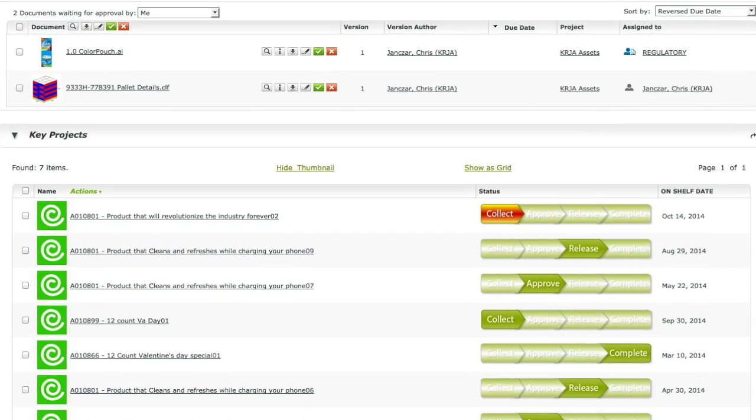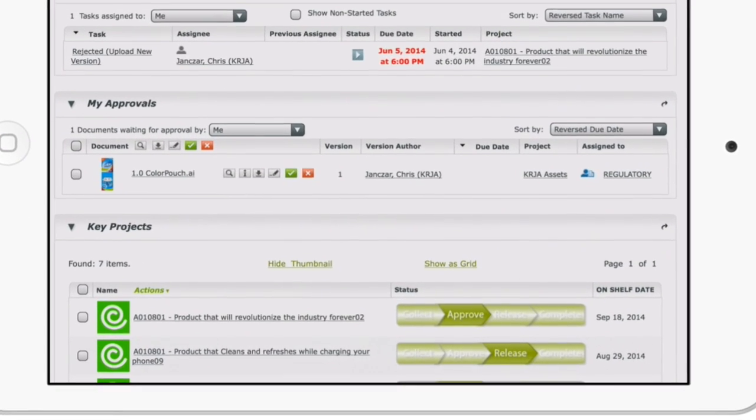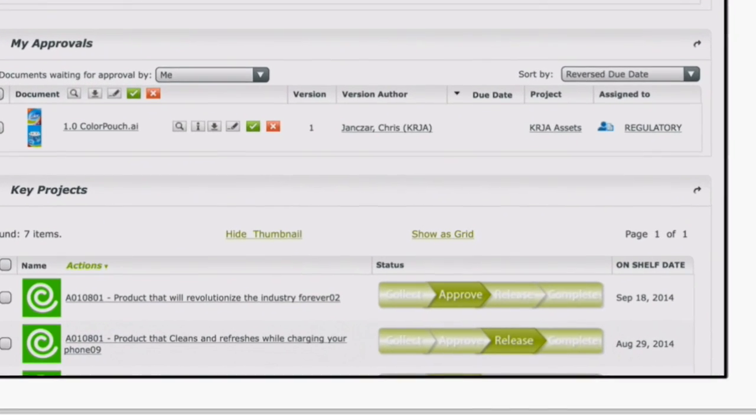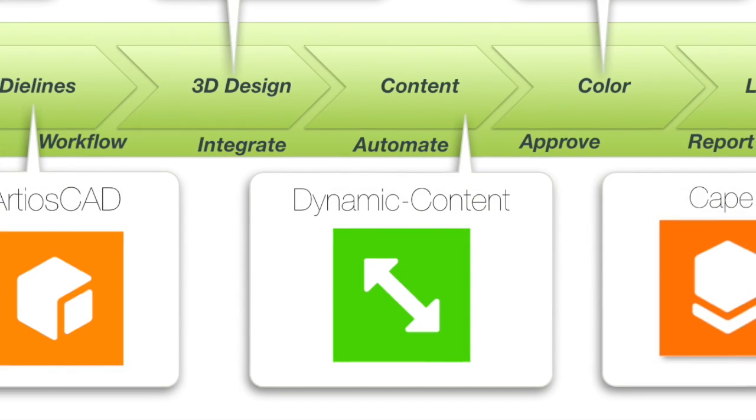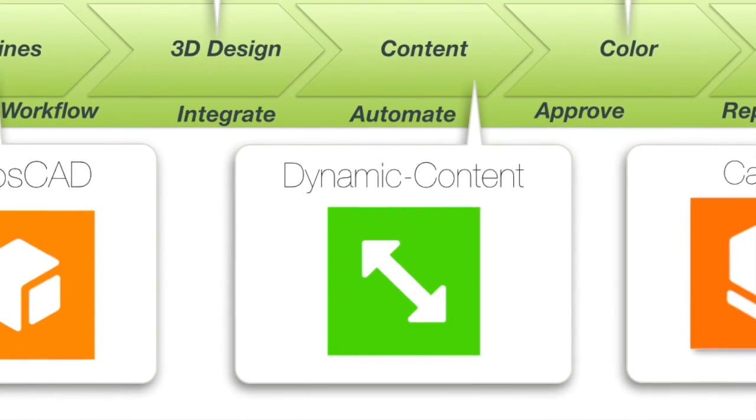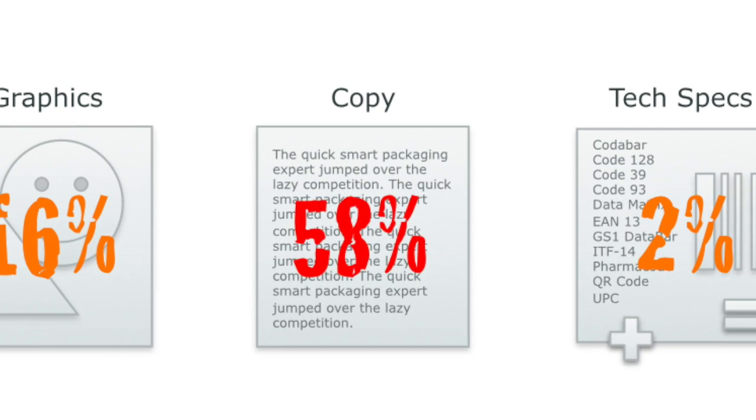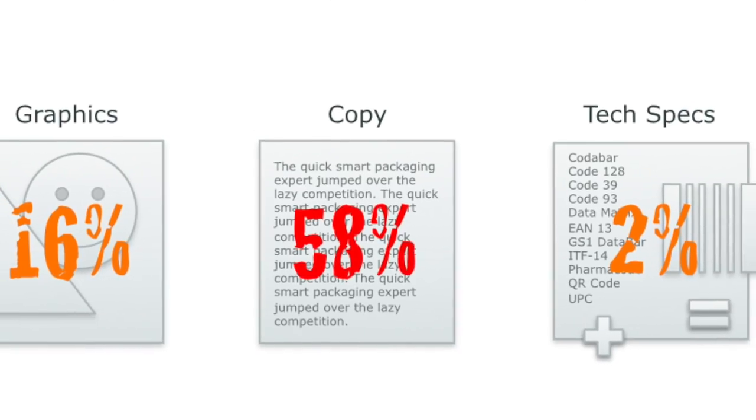Project managers have a live, up-to-date view of all of their projects on a dashboard. The same dashboard can be accessed using iPads, letting you check status on the go. Now, let's switch gears and explore how ESKO helps with copy content. Did you know that 58% of all artwork errors are caused by incorrect copy?